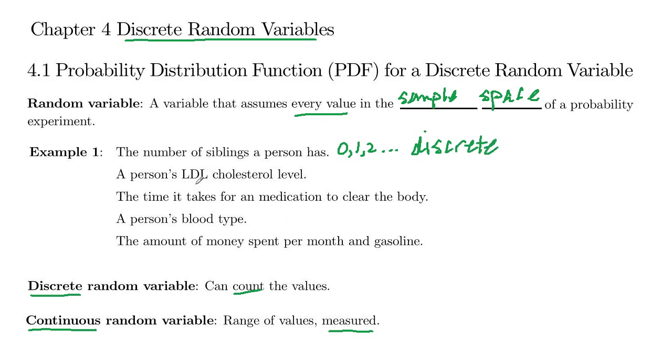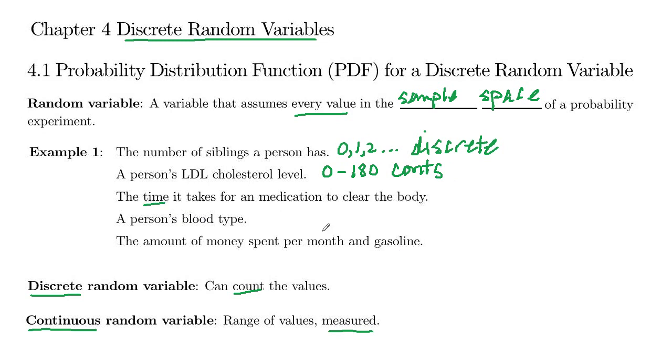An LDL cholesterol level, that's something that's measured with a blood test, and it could take on any value, say from 0 to, for example, 180, although it can get higher than that, but it can take on any value in a range, and this is measured, so this one's going to be continuous.